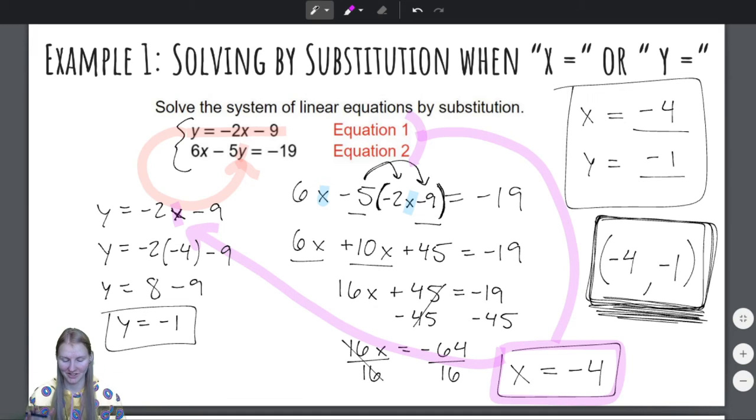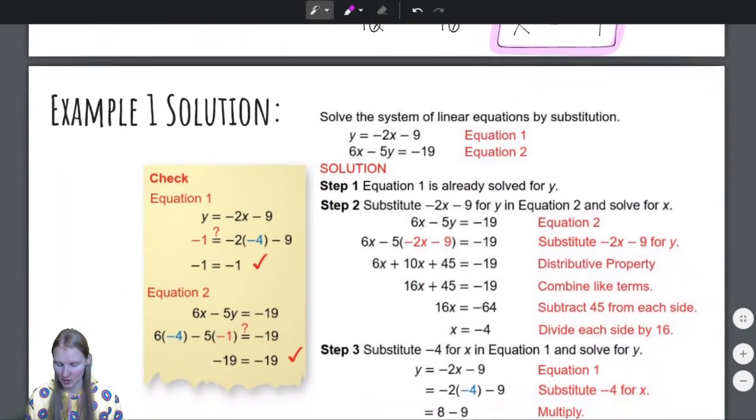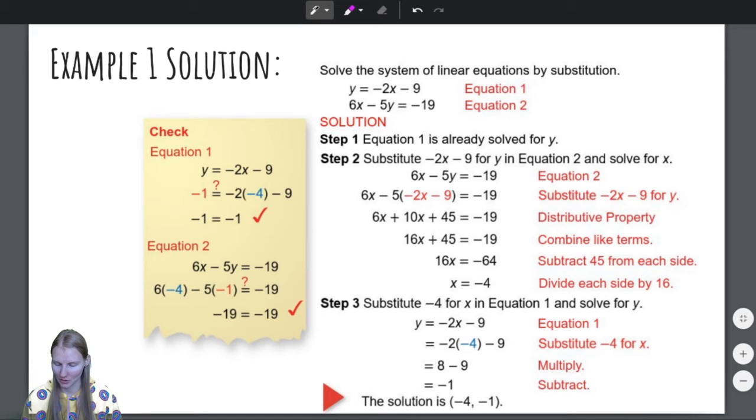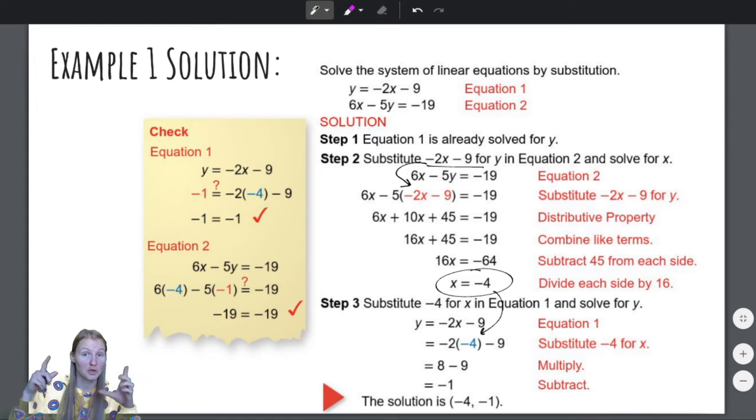Okay, all right, that is example 1 done. Let's make sure that we were correct. All right, so equation 1 is already solved for y. So we substitute -2x minus 9, perfect. And then we solved for x, and then we put x back in the original equation. Hey, that's exactly what we did. We got -4, -1 in that ordered pair form. Cool, awesome.